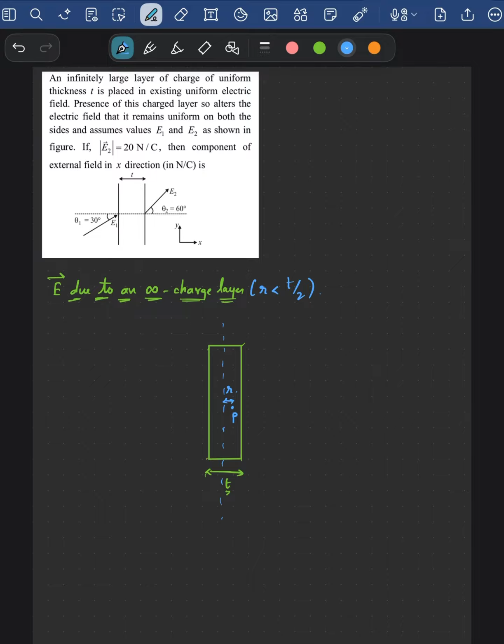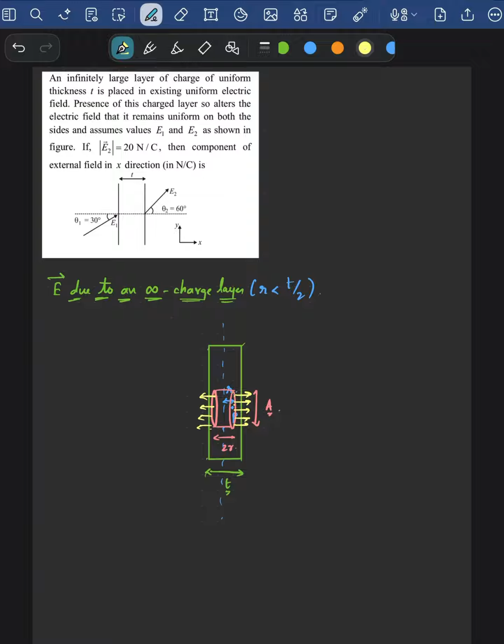Here we'll be deriving this field from Gauss law. The Gaussian surface we'll be taking here is a cylinder. The length of the cylinder will be 2r, and the area of cross section of the cylinder, let's say, is equal to A. Now from symmetry, I know the electric field lines everywhere over the cylinder will be like this. Because this is an infinite layer, every point is like the midpoint. So the electric field first of all has to be horizontal, and the electric field value will also be the same everywhere, even on this side as well.